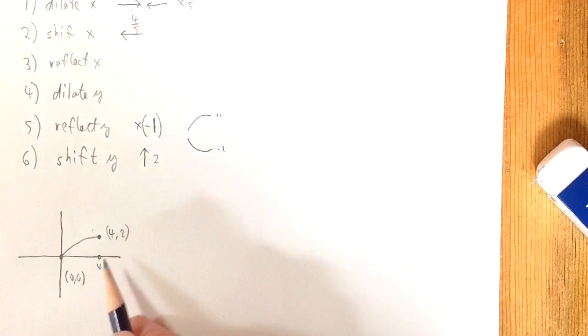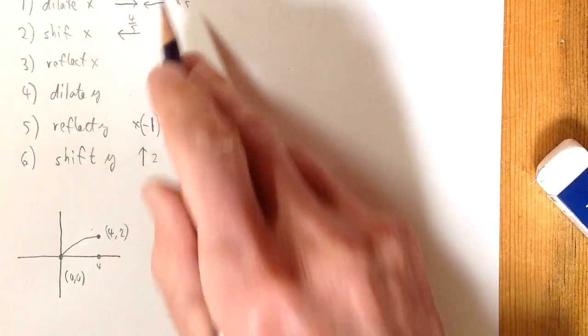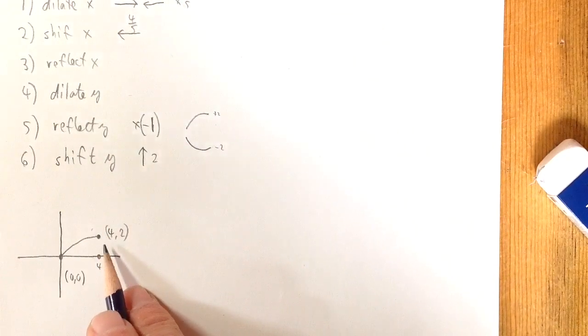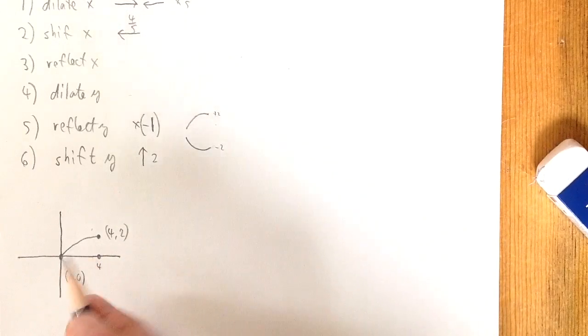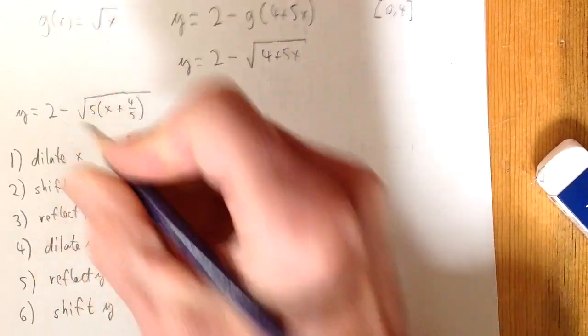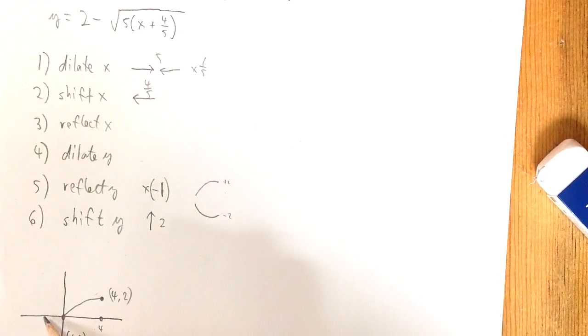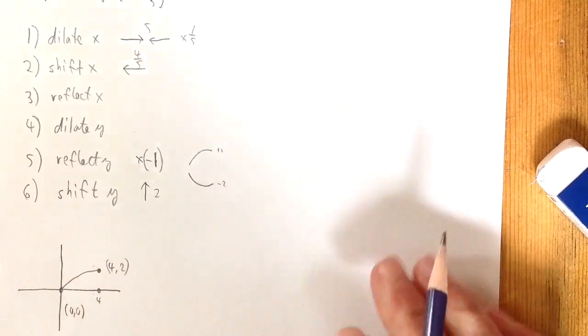Okay, so if we were to do this to the graph, we would just do each of these steps, multiply the x by 1/5, so it gets a lot shorter in here. Shift it over 4/5. Shift it over, move the whole thing over, and then do the y's.